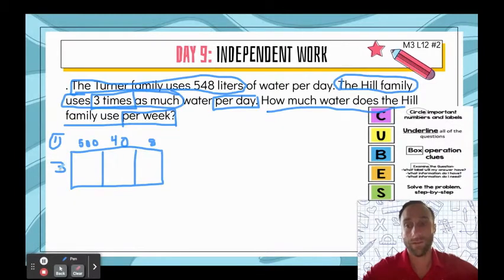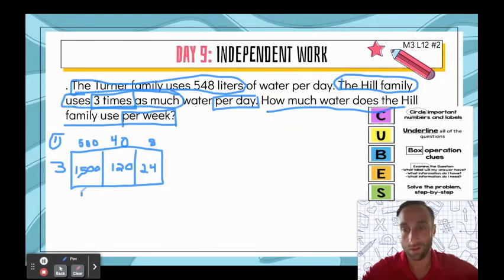So 3 times 500, I have 2 zeros here. 1, 2. And 3 times 5 is 15. 1, 2, 3, comma. 3 times 40, I have 1 zero. And 3 times 4 is 12, so 120. And 3 times 8 is 24.